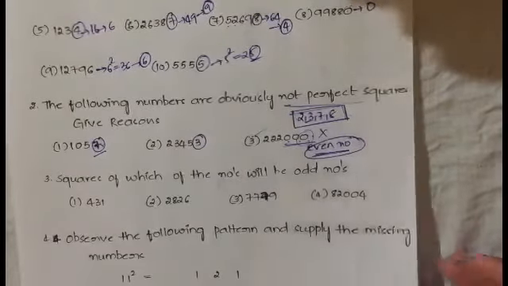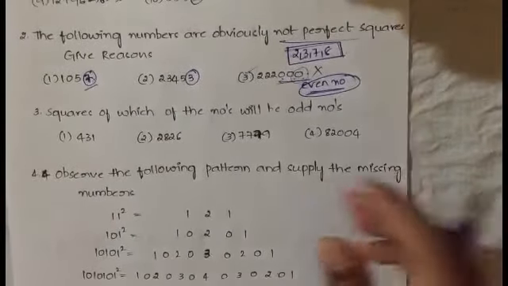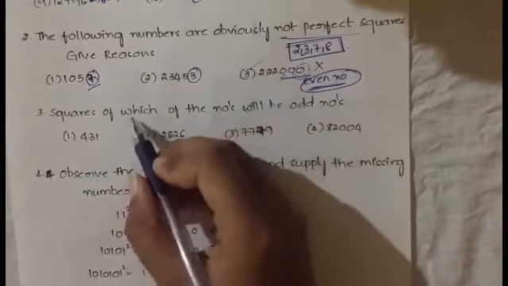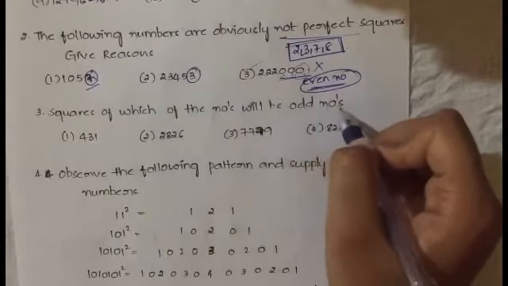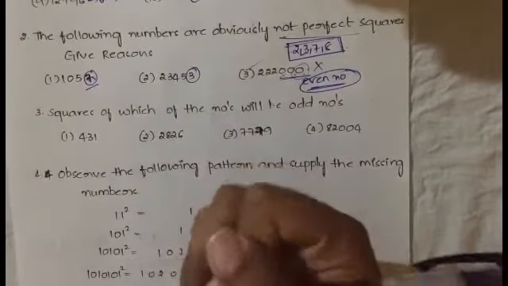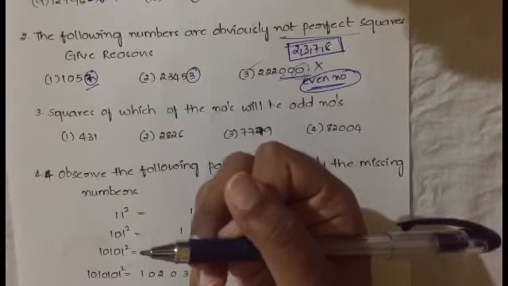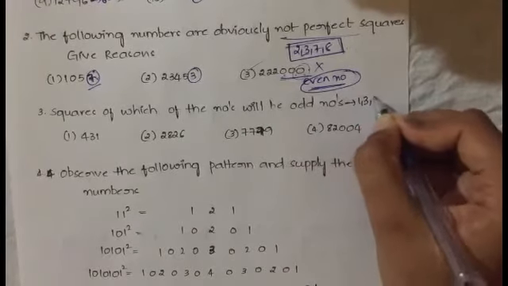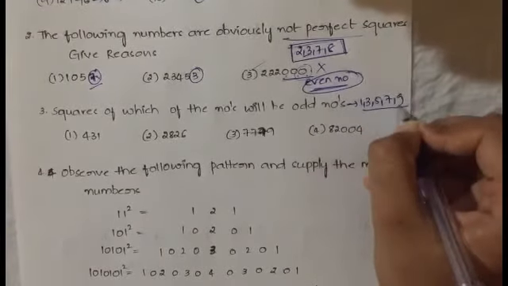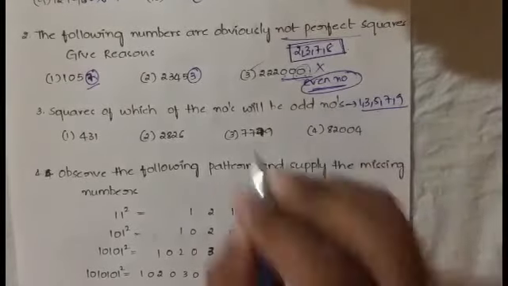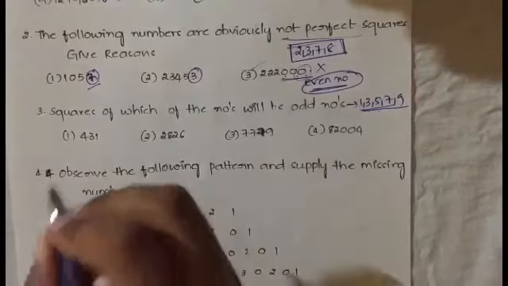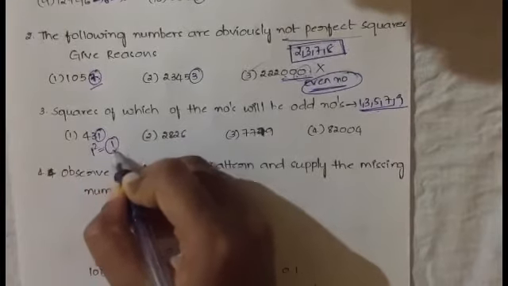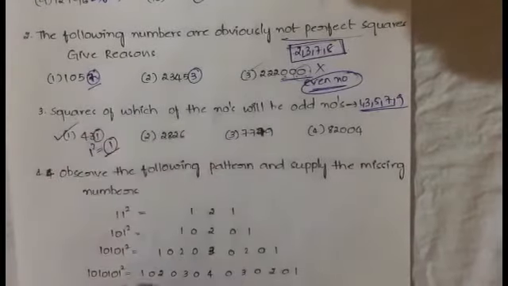Clear? Now the third question, the squares of which of the numbers will be odd numbers, he is asking you. Among these numbers, which number's square will be an odd number? How can you find out whether a number is odd or not? You can find it out if it is ending with 1, 3, 5, 7, 9. With any of these digits, it is said to be an odd number. Clear? Now you have to simply find out the units digit of each. Here it is ending with 1, so 1 square is equal to 1. It is ending with 1, so this number's square is an odd number.